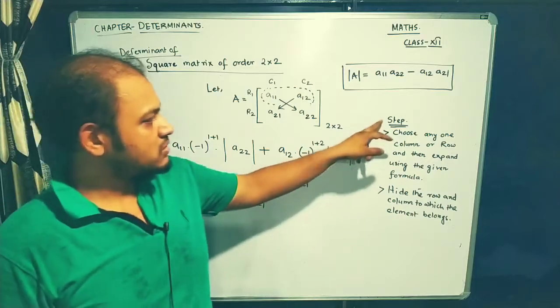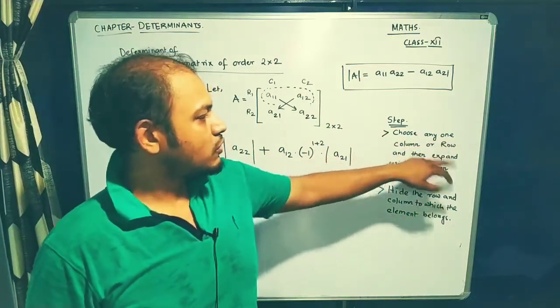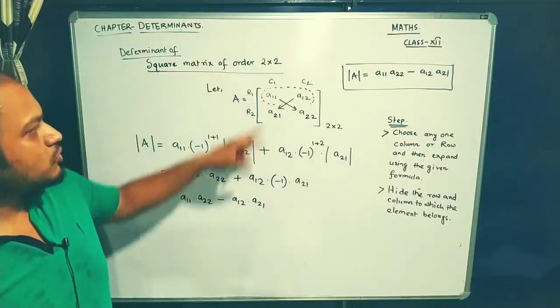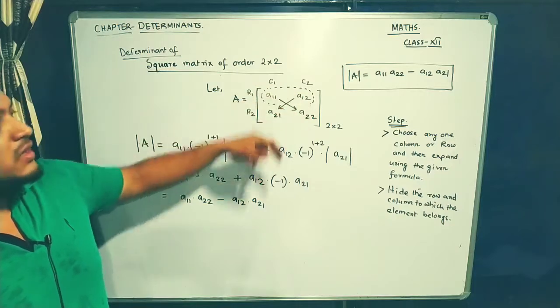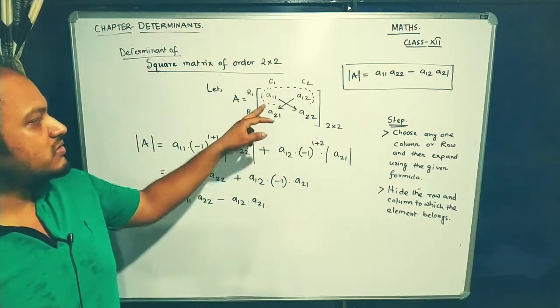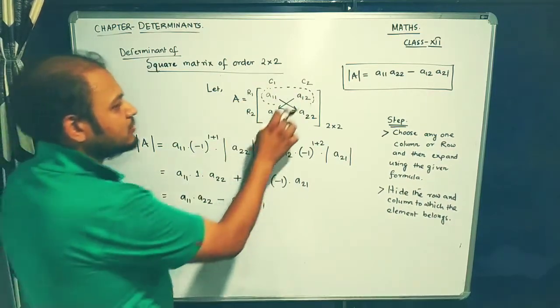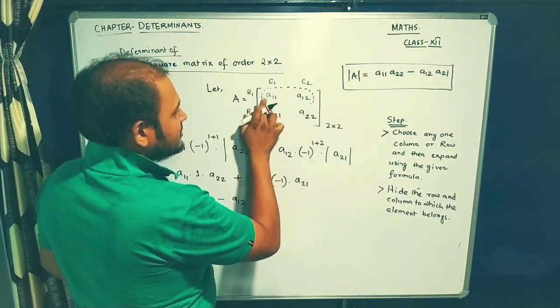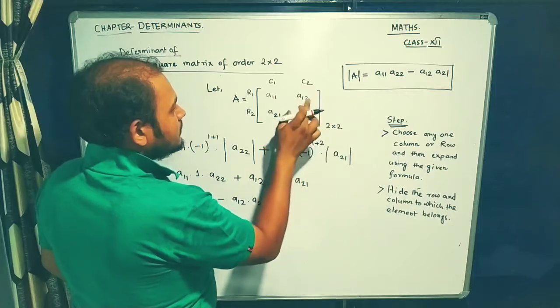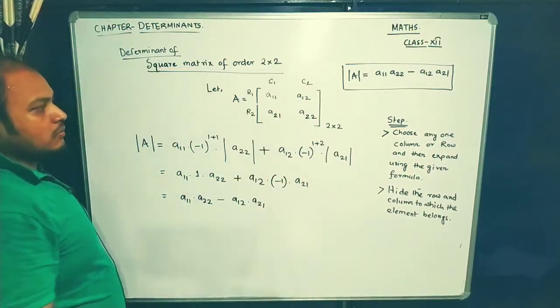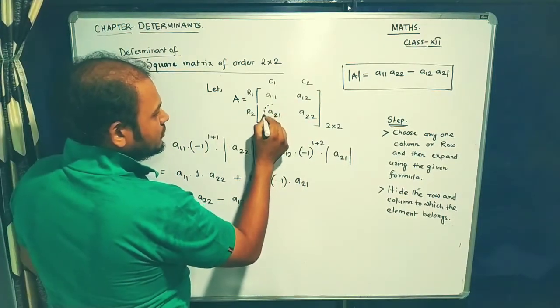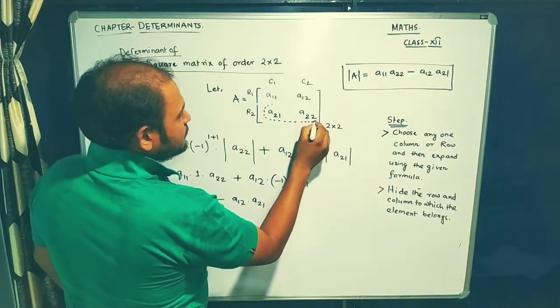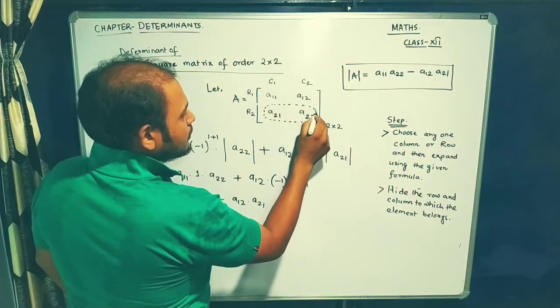Now remember, what was the step? Choose any one row or column. So in this case we have chosen the first row, right? You can get the same result if you choose the second row. So let us try choosing the second row and see if we get the same result or not. Let us try it out.